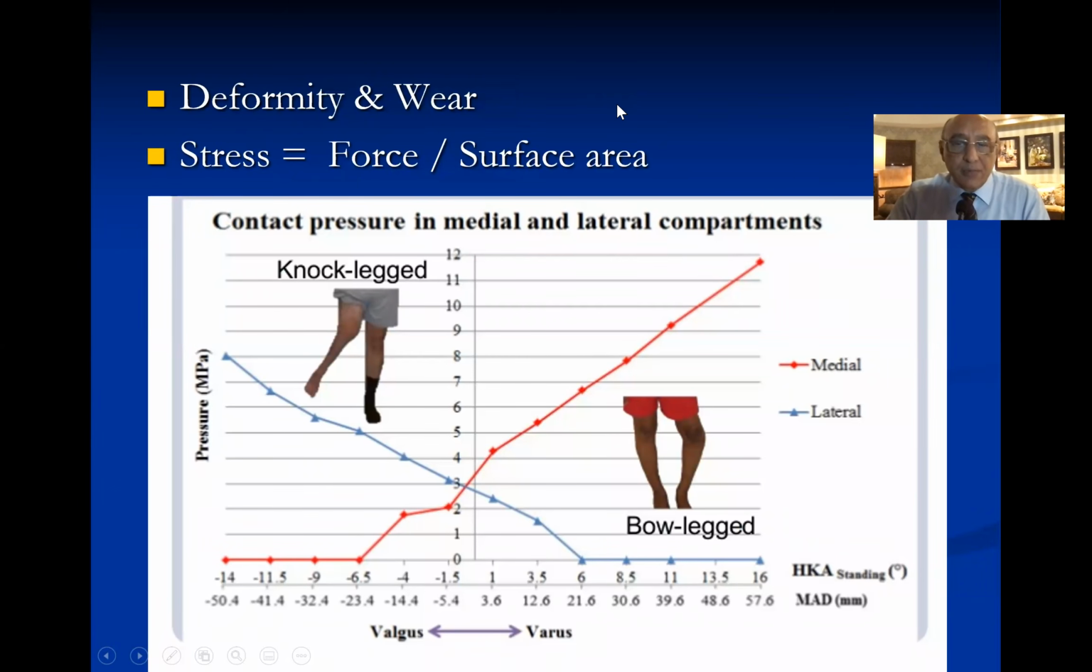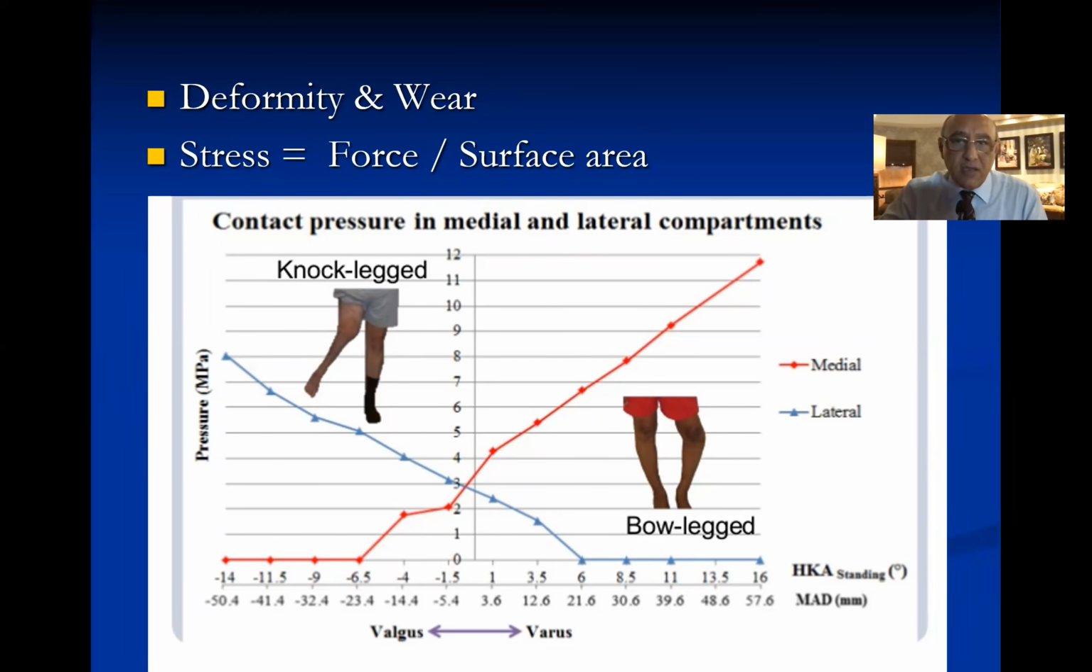Why is deformity important? Because deformity goes hand in hand with wear. Stress over the cartilage equals force over surface area. If you put 100 kilograms over a 10 by 10 centimeter area, that's 100 square centimeters, then each centimeter takes 1 kilogram. If you put the 100 kilograms on 1 centimeter, then it is 100 times more. That's 100 kilograms over this centimeter.